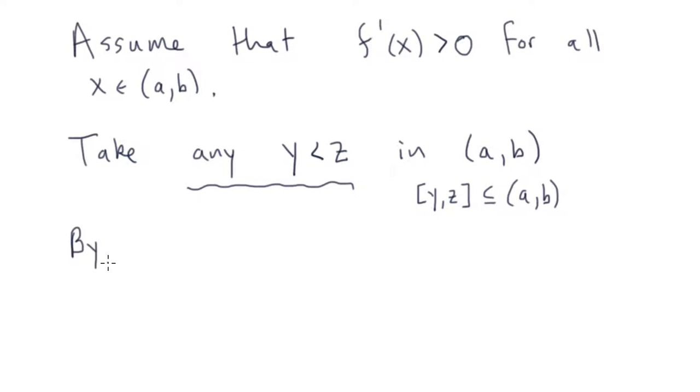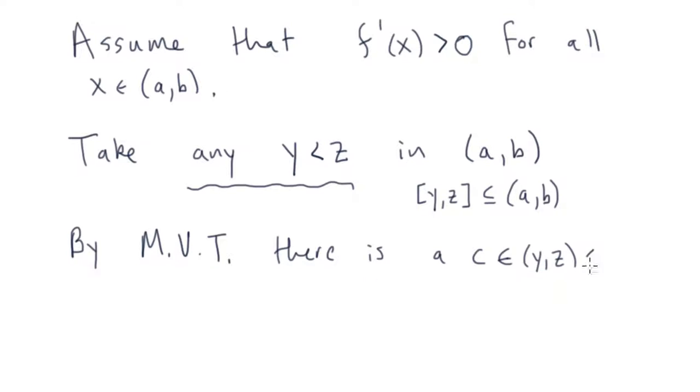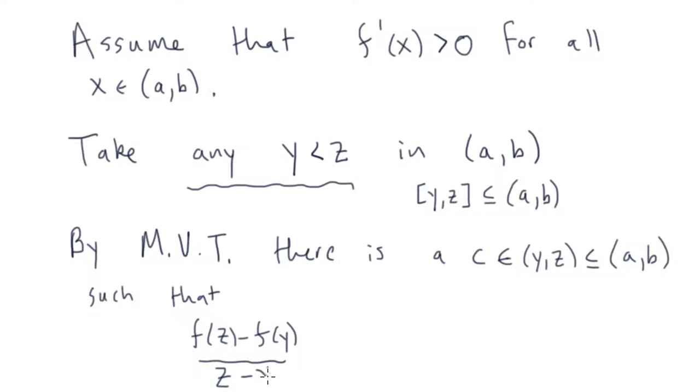So by the mean value theorem, there is a c actually contained in the open interval from y to z, which of course is still contained in the open interval a to b, such that f of z minus f of y over z minus y is equal to f prime of c.